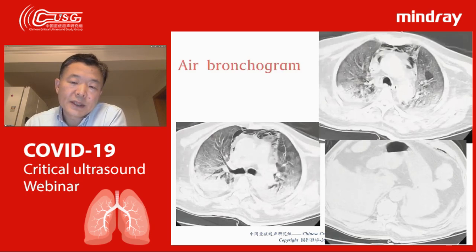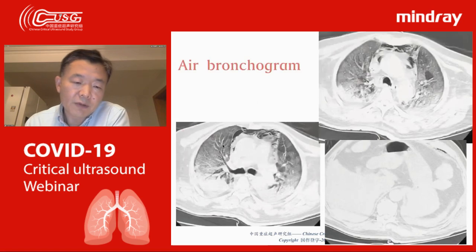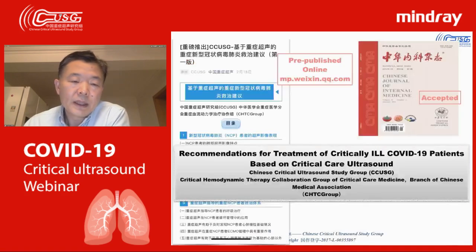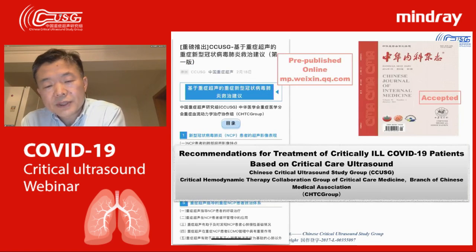And in this condition, on the CT scan, we call it air bronchogram. So in this consolidation part, you will see the airways here. I don't know how to say the English word, but you see here that the airway is very clear. And after this, I think this is a very basic series. And now let's go into our all interested part, which is ultrasound.